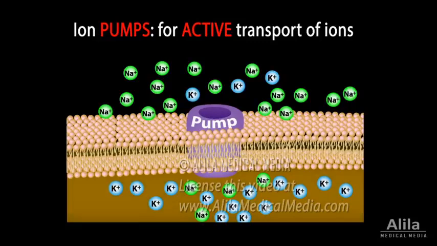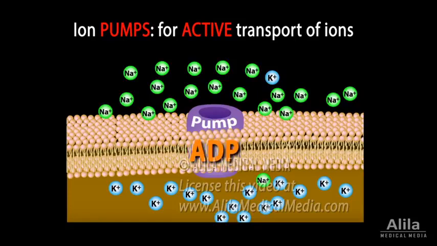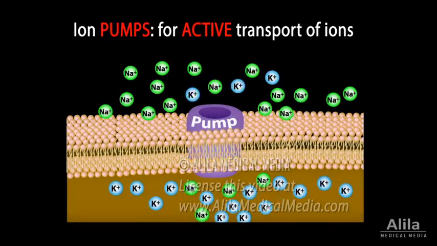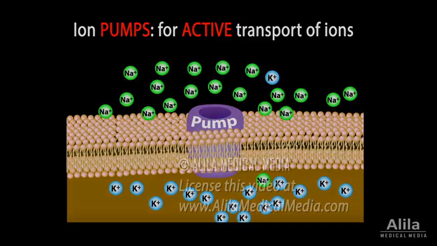Active transport of ions is carried out by ion transporters or ion pumps. These are transmembrane proteins that pump ions against their concentration gradient using cellular energy, such as ATP. The most notable example is the sodium-potassium pump, which maintains the resting potential in neurons by pumping 2 potassium in and 3 sodium out of the cell.